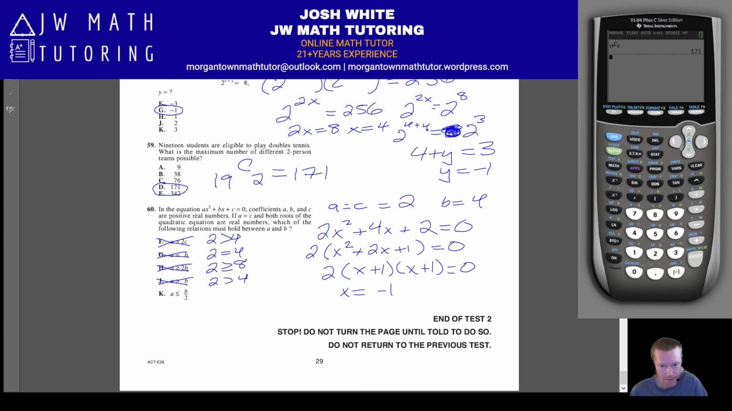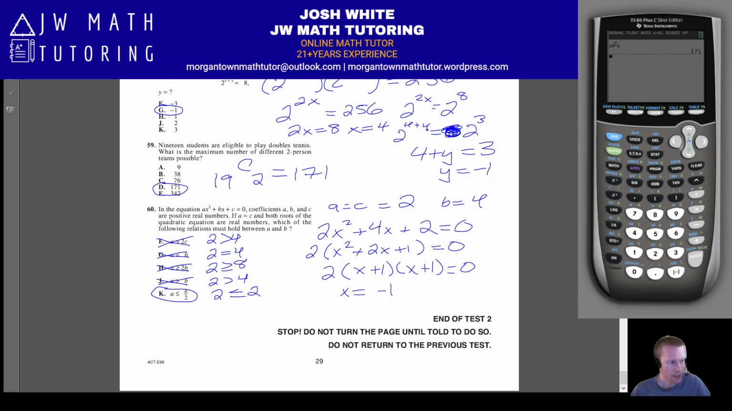So by process of elimination, it looks like it should be letter K, and in fact it is letter K, and we can just confirm that. Is 2 less than or equal to b divided by 2, which is 4 divided by 2? So is 2 less than or equal to 2? Yes. It's not less than it, but it is equal to it. So the correct answer here is letter K.